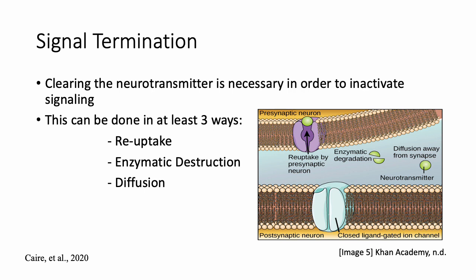Our last signal termination is diffusion, which is the simplest form of termination. Neurotransmitter can simply diffuse out of the synaptic cleft and away from receptors and into nearby blood vessels. This results in a decrease of concentration of the neurotransmitter in the synapse and will gradually reduce the effect it has on the postsynaptic neuron.